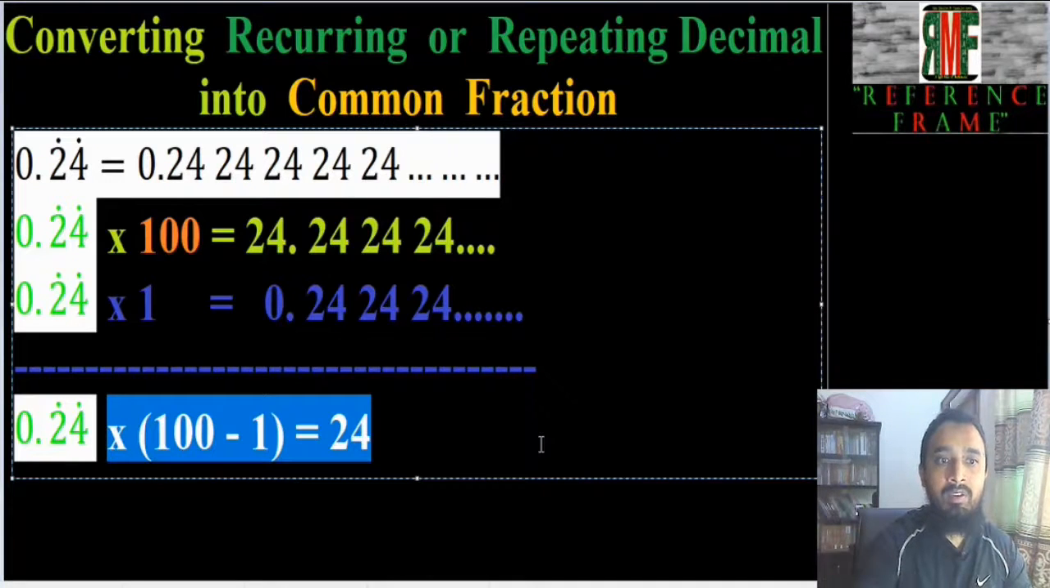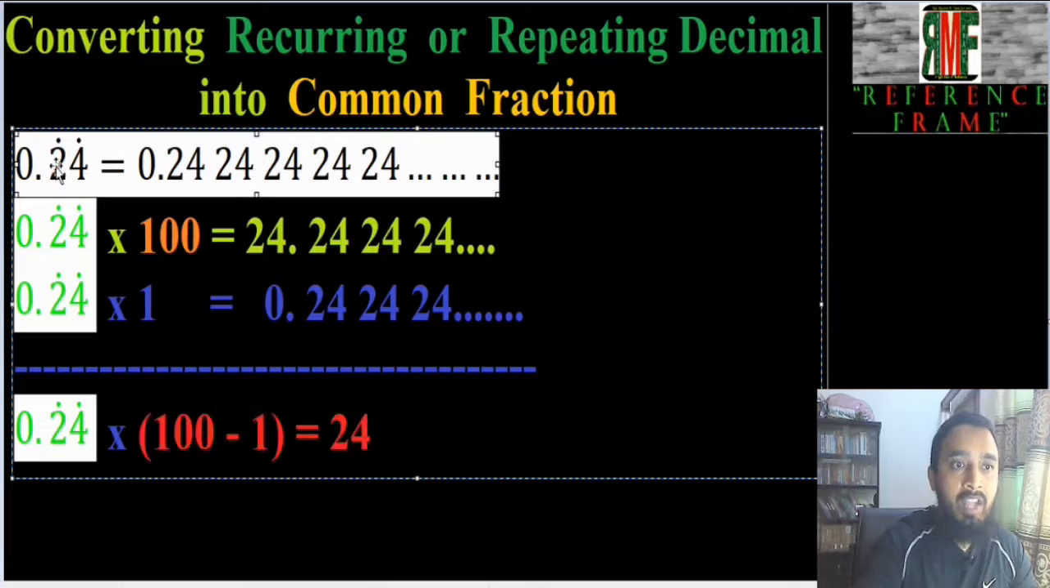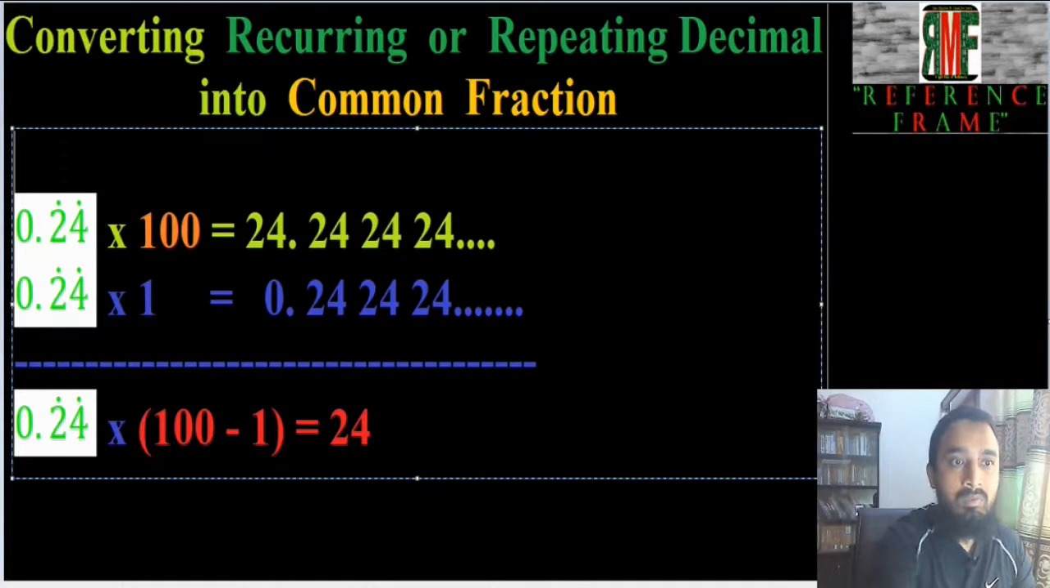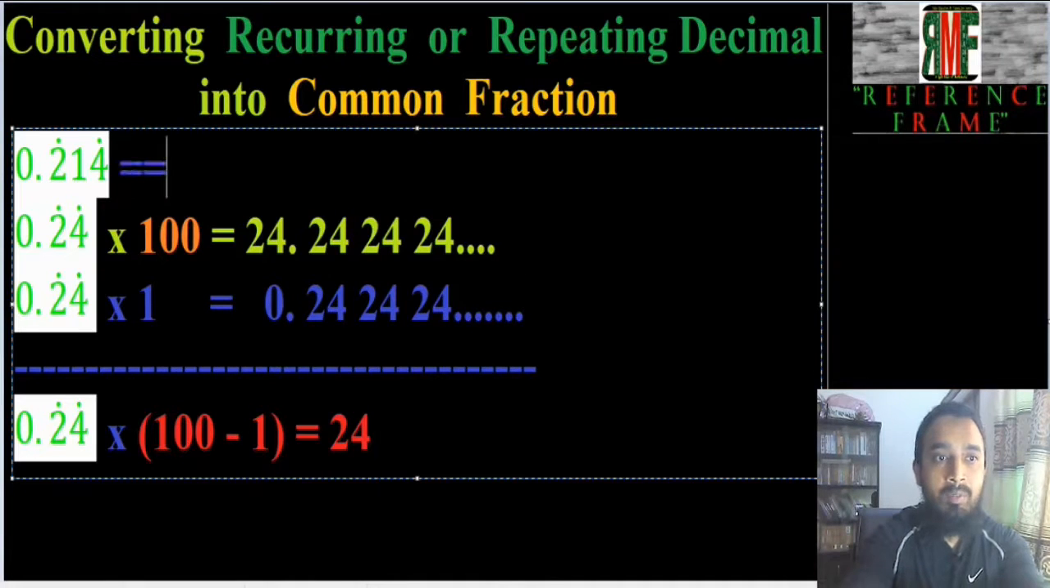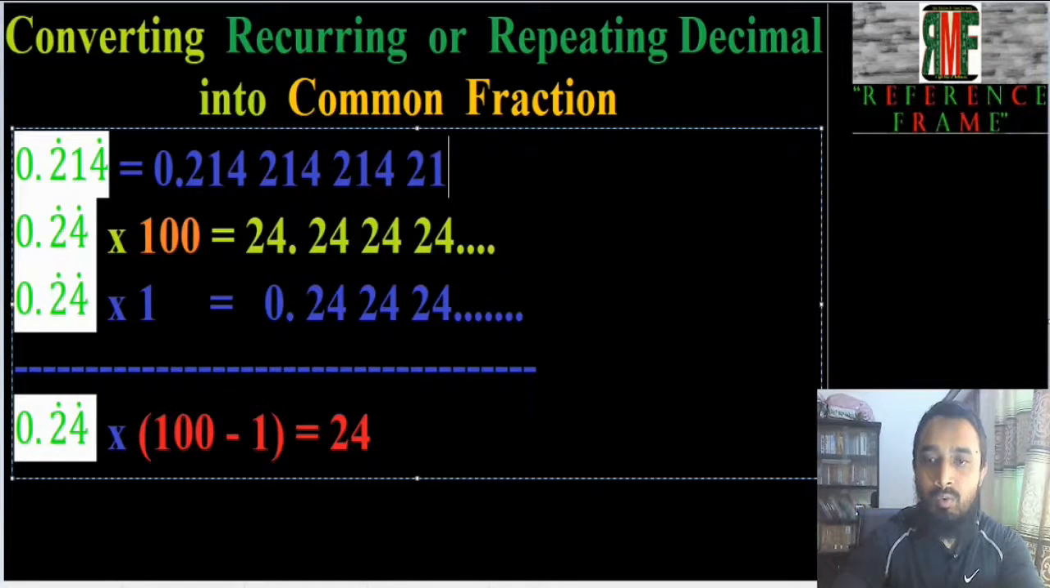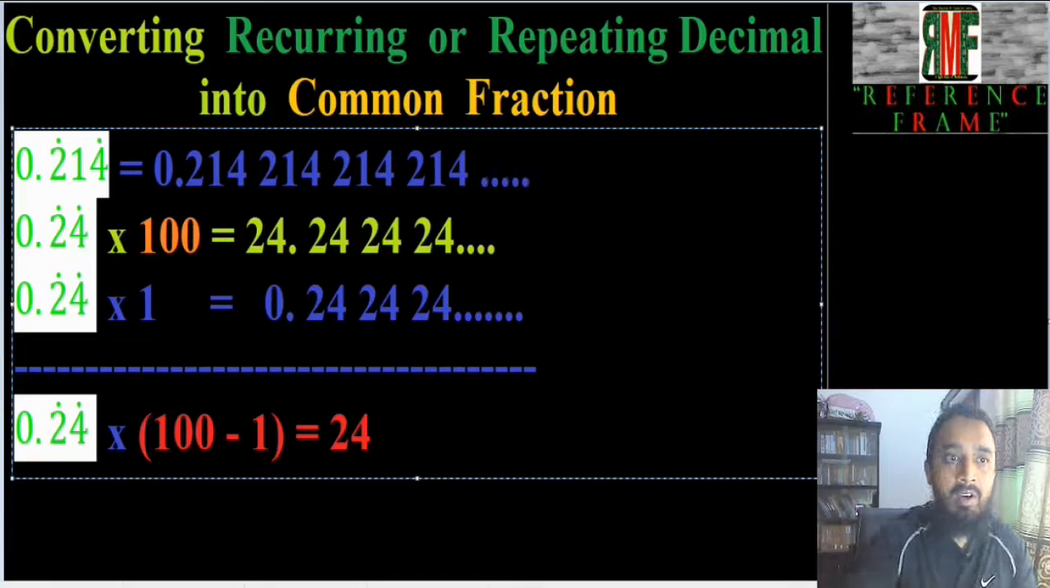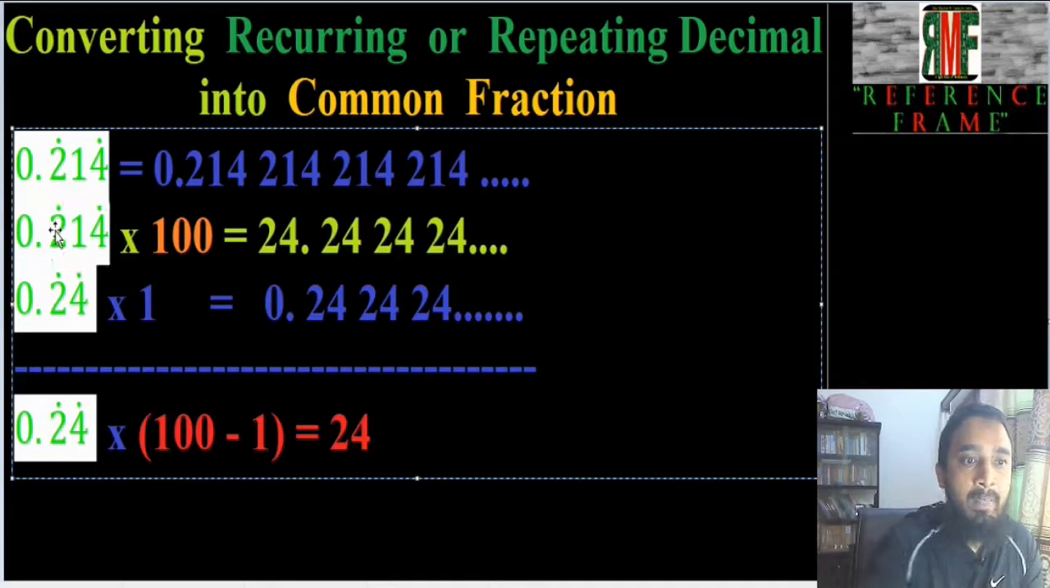Okay, so now look, this time we have 0.214 recurring. So the fraction is going to be equal to 0.214 and continuous. Look, this time how many digits are there after the decimal point? 1, 2, 3. There are 3 digits.